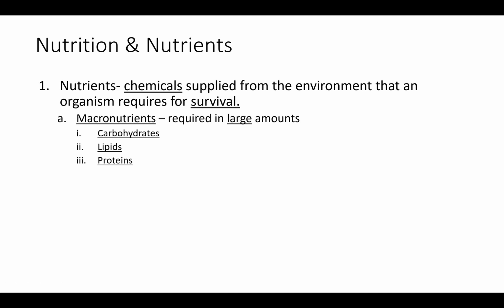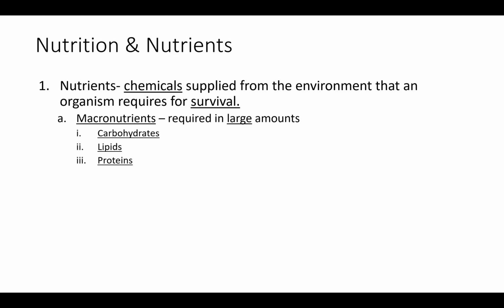Okay, so nutrition involves nutrients, and nutrients are chemicals that are supplied from the environment that an organism requires for survival. So the things that we eat and drink are the nutrients we're talking about here, and they provide you chemicals that you need to survive. They can be divided into two types. One type you need in large amounts, and these are called the macronutrients. Macronutrients are required in large amounts, and these involve carbohydrates, lipids, and proteins.